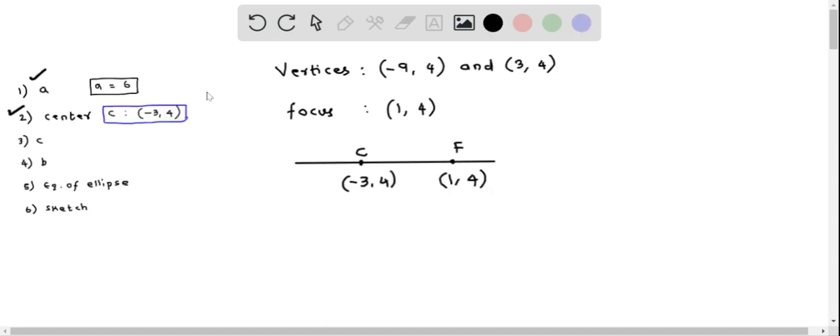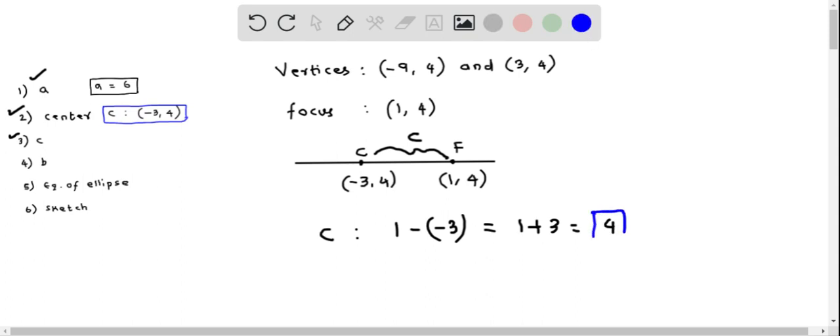And so therefore we have determined the coordinates of the center is (-3, 4). We now determine c. Observe that c is basically the distance between the center and the focus coordinate. So let's determine c, which is the distance between these 2 points, (-3, 4) and (1, 4). Since these 2 points lie on the same horizontal line, y equals 4, we can find the distance by doing this subtraction of the x coordinates, that is 1 minus negative 3. And so this equals 1 plus 3 equals 4. So we have determined that the value of c equals 4.